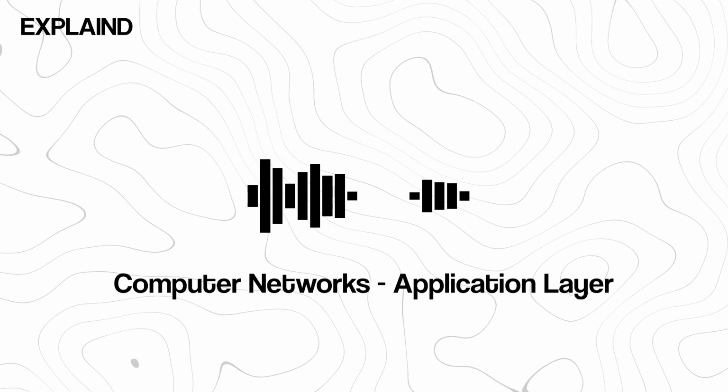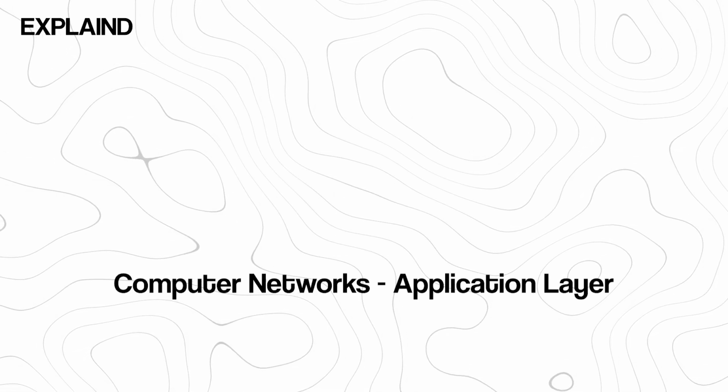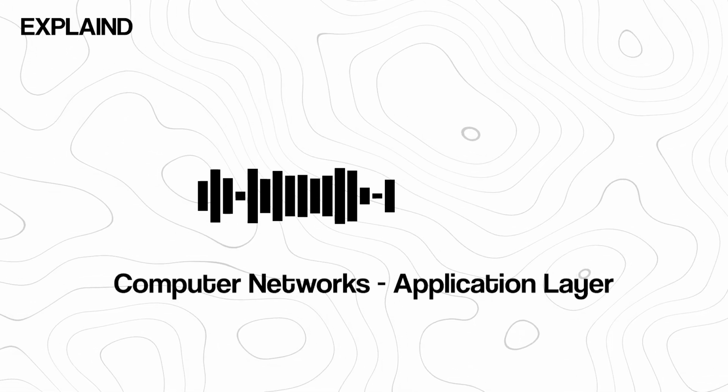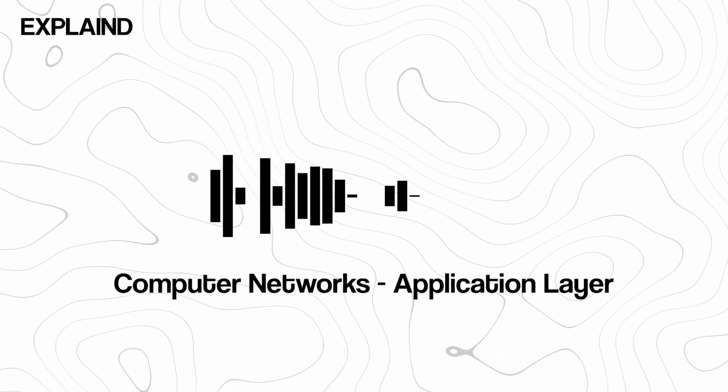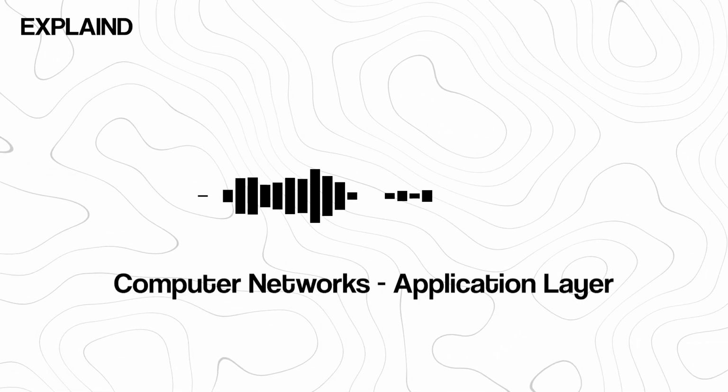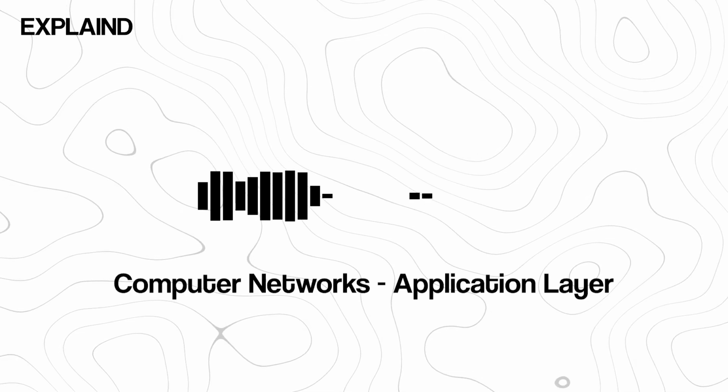It's best for applications where speed is paramount and some data loss can be tolerated, like live video streaming or online gaming. That's a great way to remember the difference. So how do applications decide which one to use, TCP or UDP?